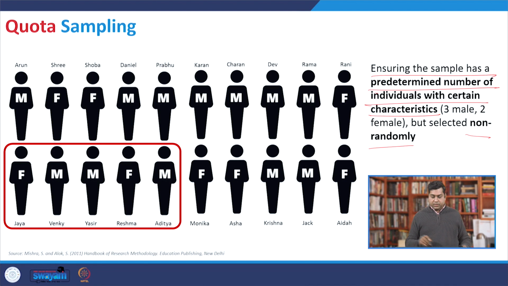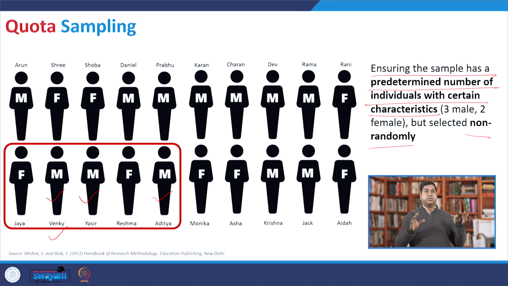The 3 male and 2 female can be picked in any order, but I take up some sort of grouping. So this particular group will have 3 males and 2 females in the sample. Quota sampling is sometimes used where you want to capture some characteristics within it, so you are looking at homogeneity in the group.